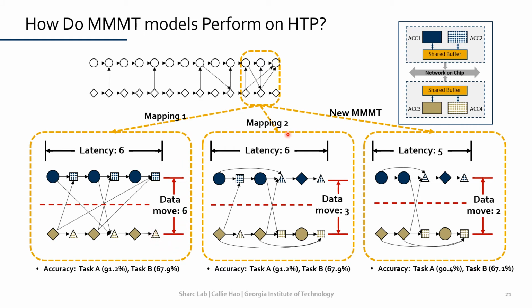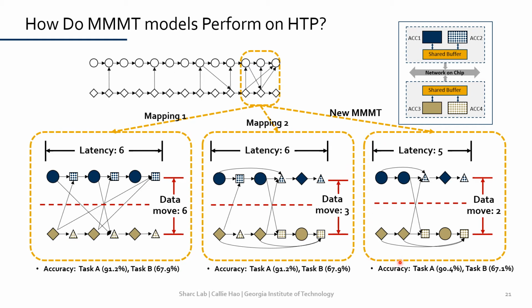And this is the second mapping. And actually, we are switching some of these mappings. And in this case, we can see that we're not changing the total latency, but we are reducing the number of data movements from 6 to 3. This actually can be really beneficial.